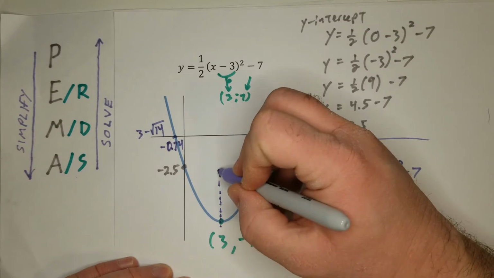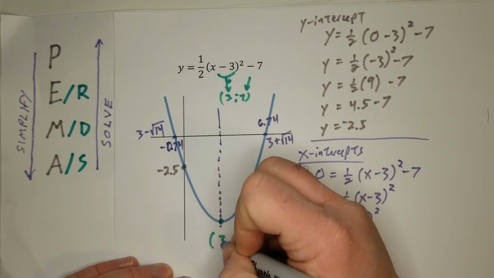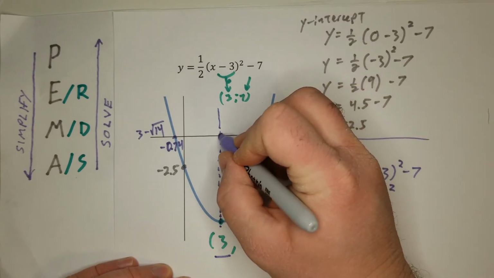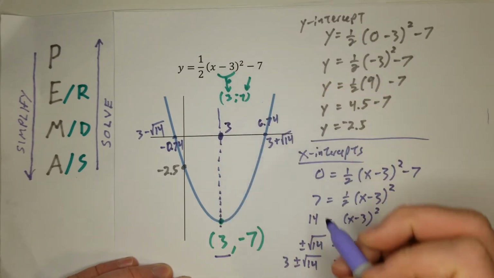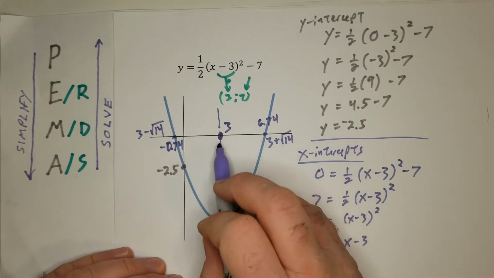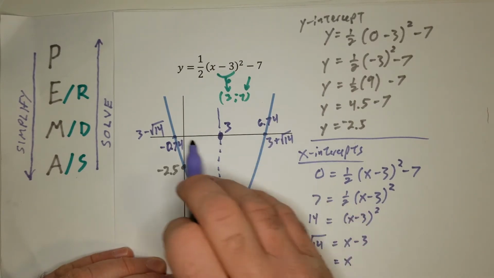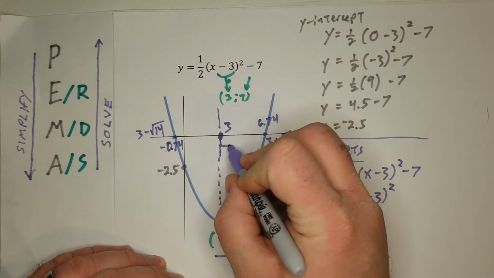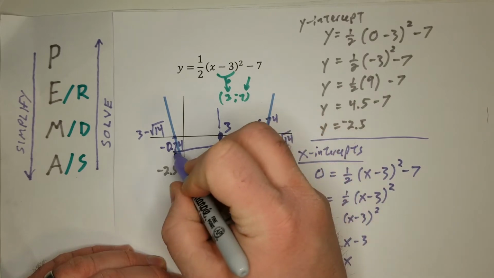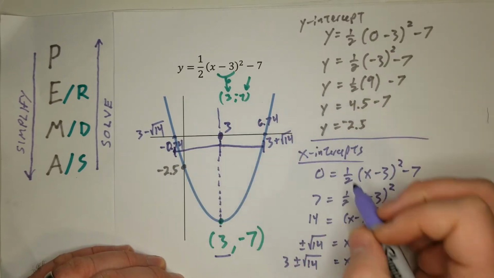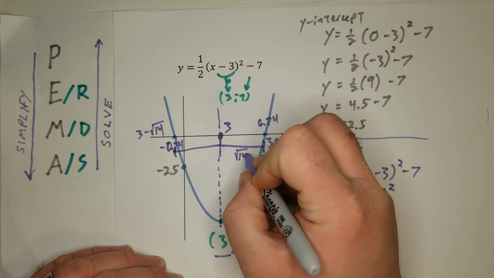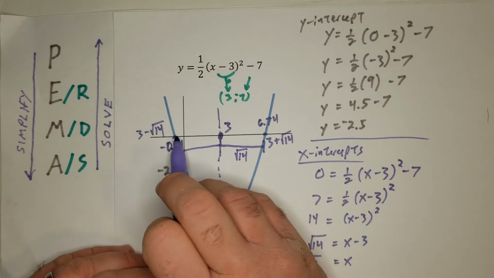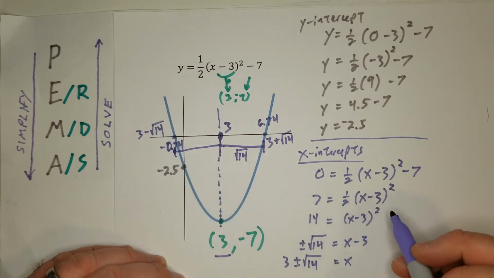But what this tells me is that the line of symmetry has the same coordinate as the vertex for the x-coordinate. So this coordinate on the x-axis is 3. That means that these roots are symmetric about this line, which means that the distance here and the distance here are the same. In this case, that distance is the square root of 14. So this is 3 plus the square root of 14 and 3 minus the square root of 14. And that's how to get to the roots.